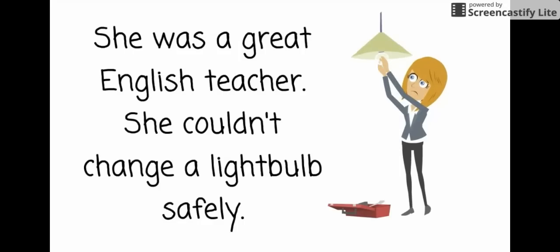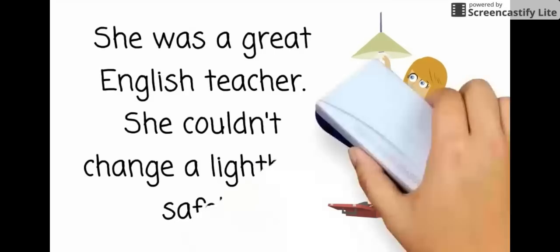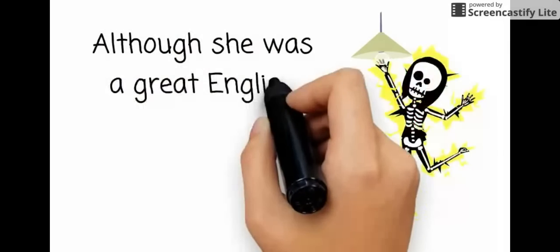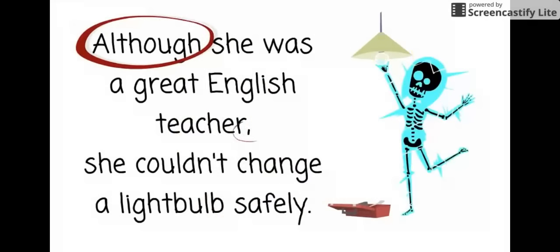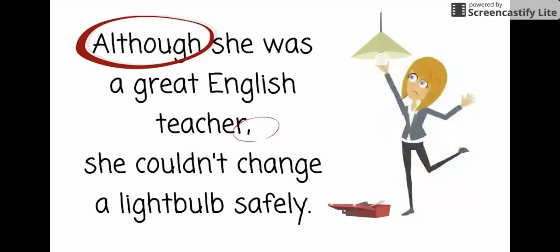Now let's see, we need to add a conjunction at the start, so a sticky tape word at the start, and we need to join these two simple sentences together with a comma. I want you to see if you can figure it out. All right, let's have a go. Although she was a great English teacher, she couldn't change a light bulb safely. So you see how we've got that conjunction at the start. You've got although, she was a great English teacher, and then it's joining the two simple sentences together with a comma.